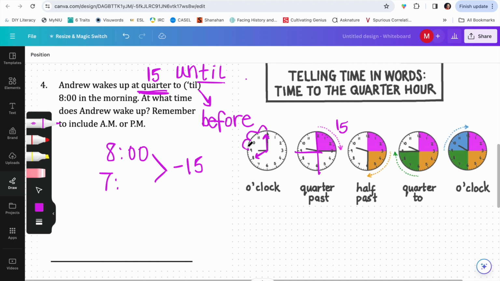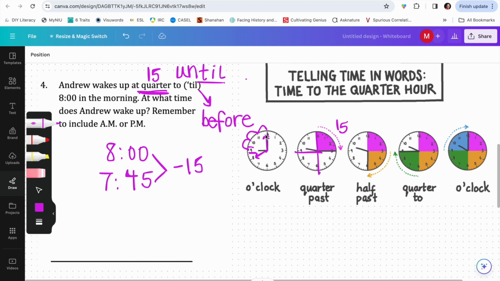Okay, so if the minute hand is at 9, what time is it going to be? What time is it going to be when the minute hand is touching 9? Many of us might know, hopefully, automatically that time is going to be 7:45. If you don't know that, that's totally okay.